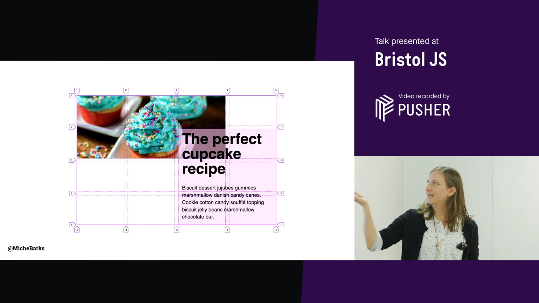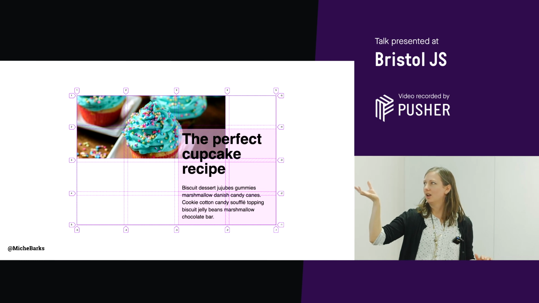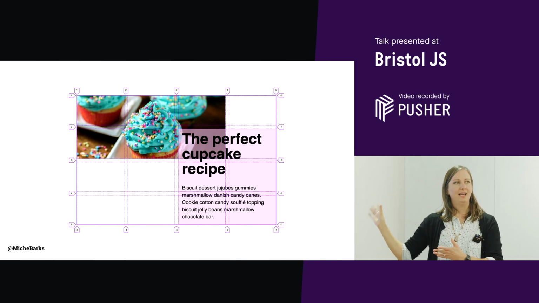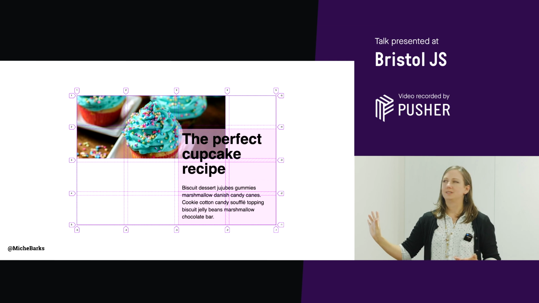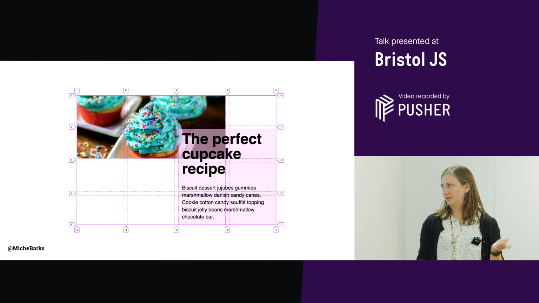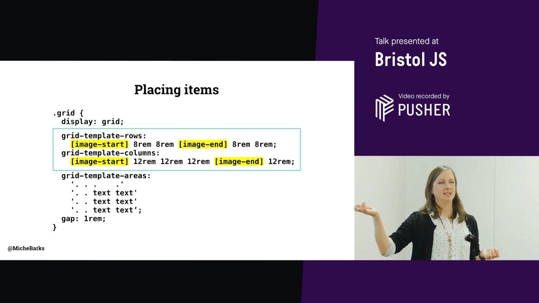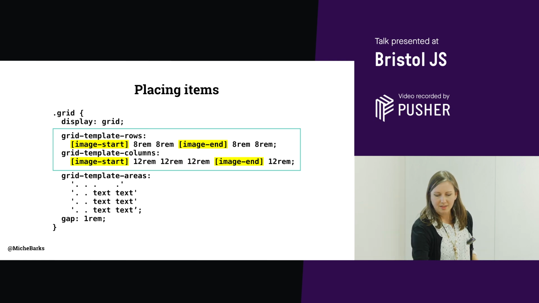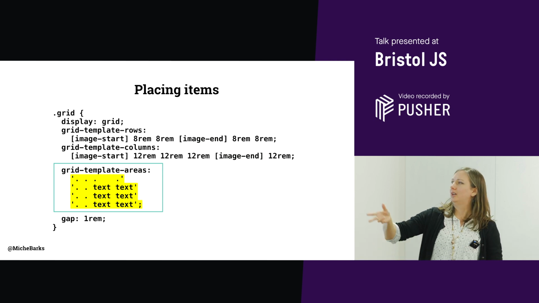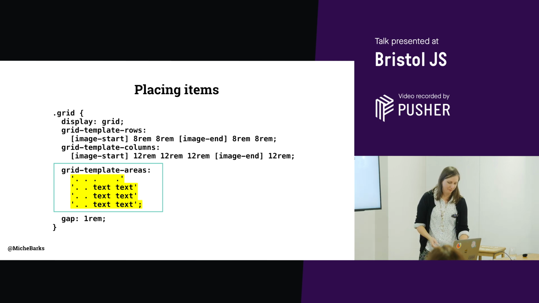So suppose I have this second grid item. We have this block with our cupcake recipe on the right-hand side. So I want to place this in the bottom right quadrant, overlapping the first item by one grid cell. And I can't do that with grid template areas alone. But what I could do is name grid lines for the image using grid template rows and grid template columns. And then I could name the area for the text block in the grid template areas property. So there's nothing to stop you mixing those two together.